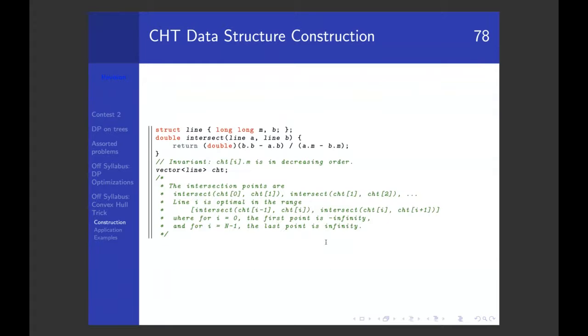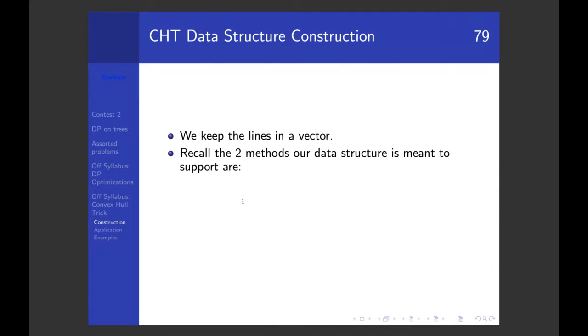So we keep lines in a vector. What that means is this code here finds the x coordinate of the intersection of two lines. It's pretty easy to rederive. I'm not going to do it, but with basic maths, you can rederive this. We store the optimal lines in a vector, and we guarantee that the m's are in decreasing order. Then we can just binary search this vector to find the minimum coordinate.